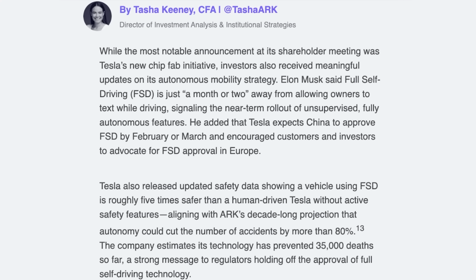Tasha Keeney put out a quick note after the shareholder meeting. I just wanted to highlight at the end, she said Tesla estimates its technology has prevented 35,000 deaths so far. A strong message to regulators holding off the approval of FSD. So anytime you see FUD online about FSD endangering lives, just remember this stat.